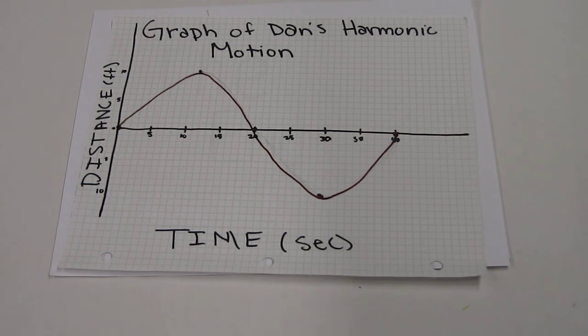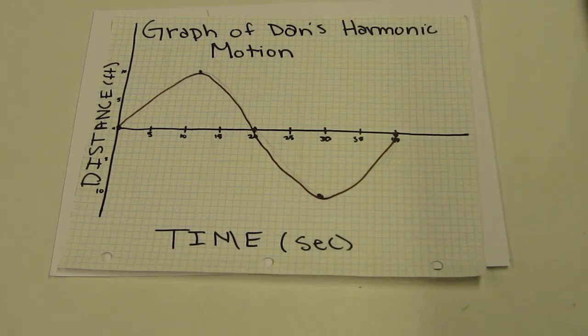Harmonic motion can really be used to record and graph any type of motion that oscillates back and forth from an equilibrium at equal distances. And you can always find the equation as long as you are able to find the amplitude, period, and frequency.